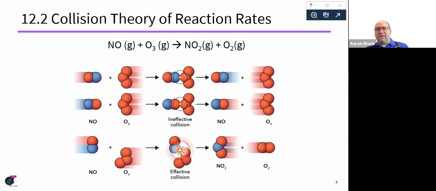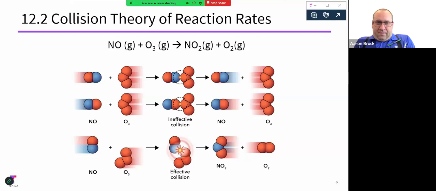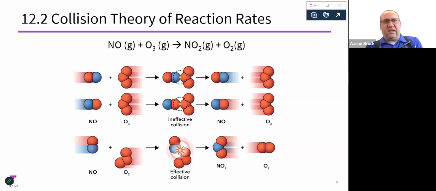And so here's a less theoretical example. Here we have nitrogen monoxide reacting with ozone. The products of that reaction are nitrogen dioxide and oxygen. And what we can see here is that we need the oxygen of the ozone to knock into the nitrogen in the nitrogen monoxide so that it can create the nitrogen dioxide.